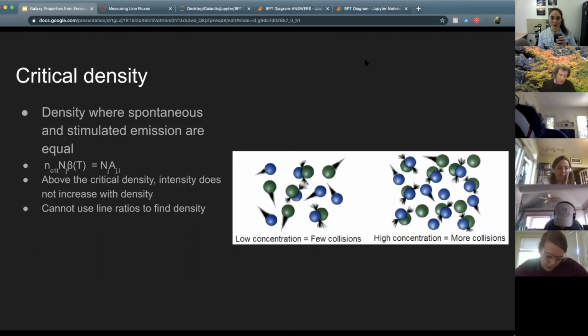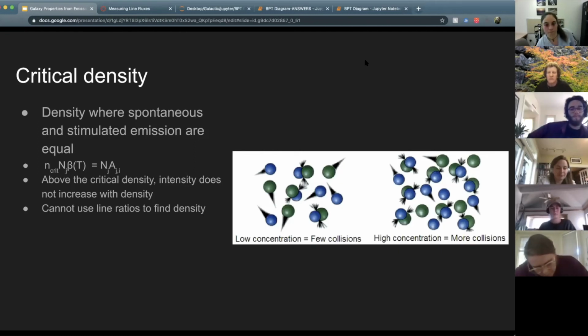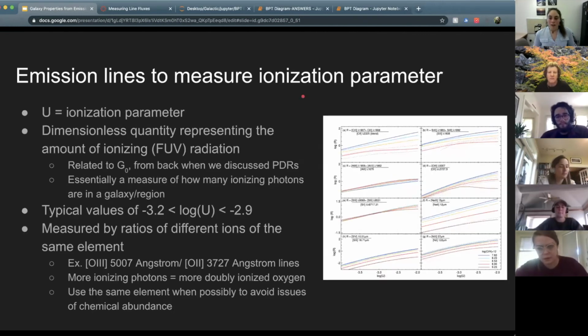Sorry. Any other questions about density stuff? Okay. Sorry, this figure is going to look kind of small. I was going to change it and then I didn't.